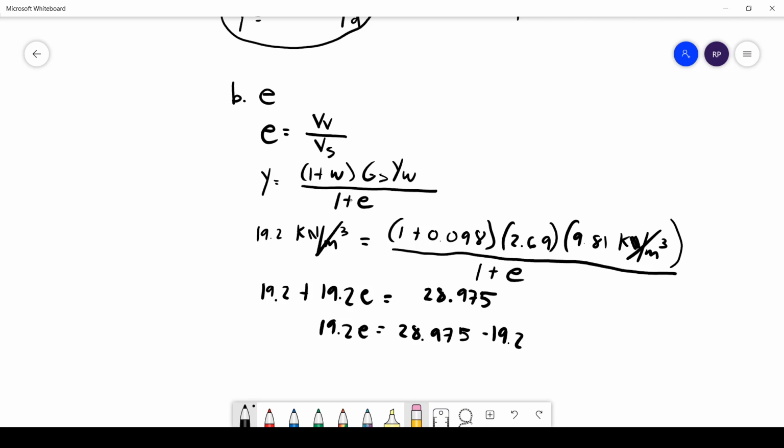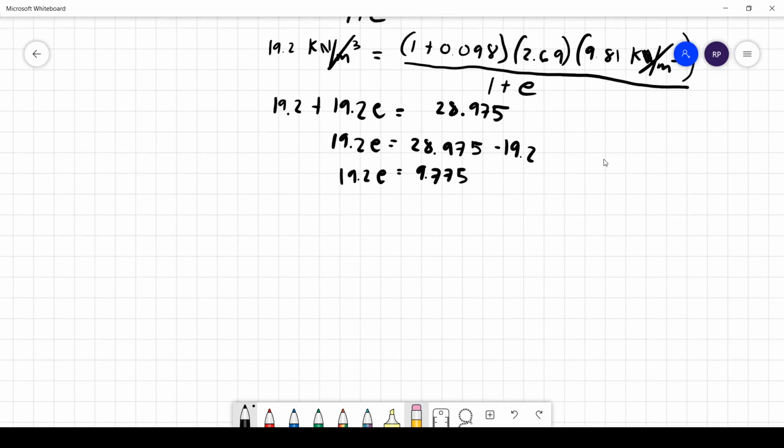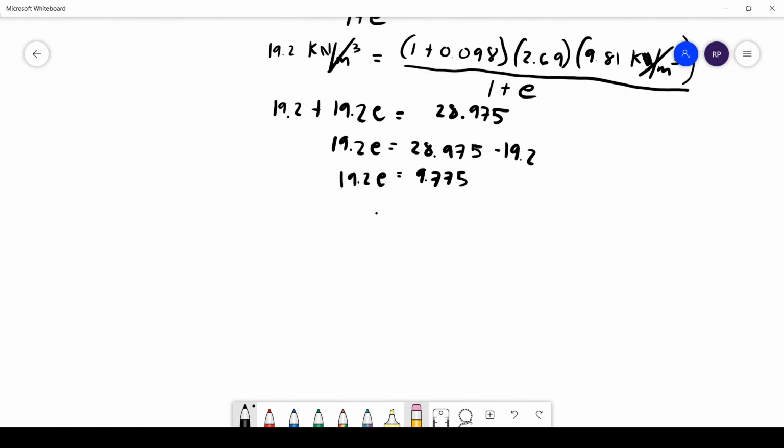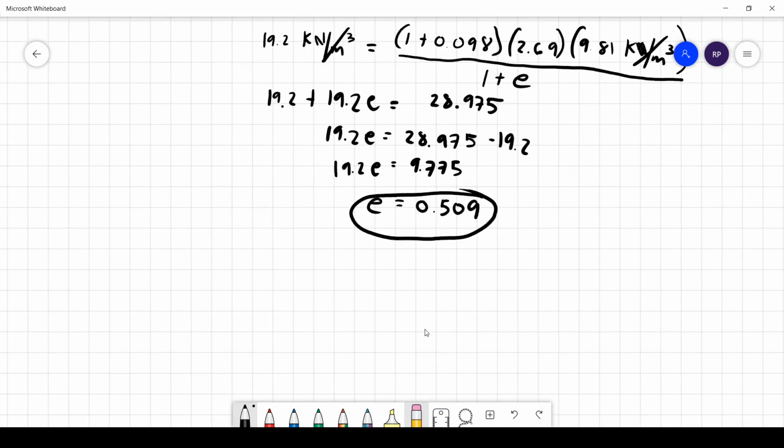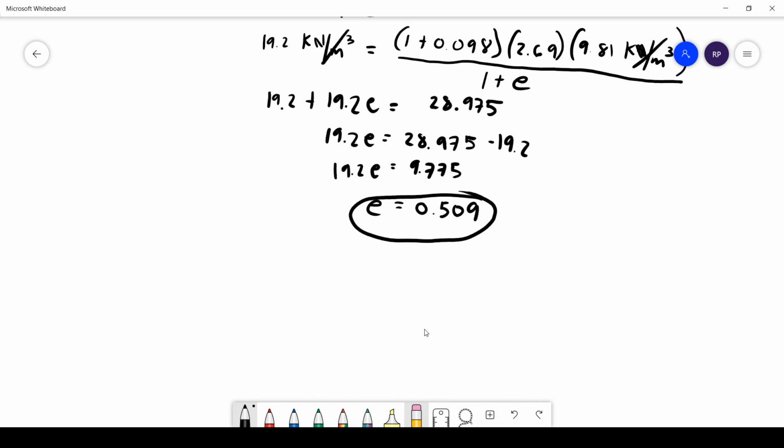Yan. I hope sinasabayan niyo ako mag-calculate. 19.2 E, that is 9.775. Okay. And then lastly, divide both sides by 19.2. And we will have our void ratio, which is 0.509. Okay, that is our answer for void ratio. Okay, that is E equal to 0.509.